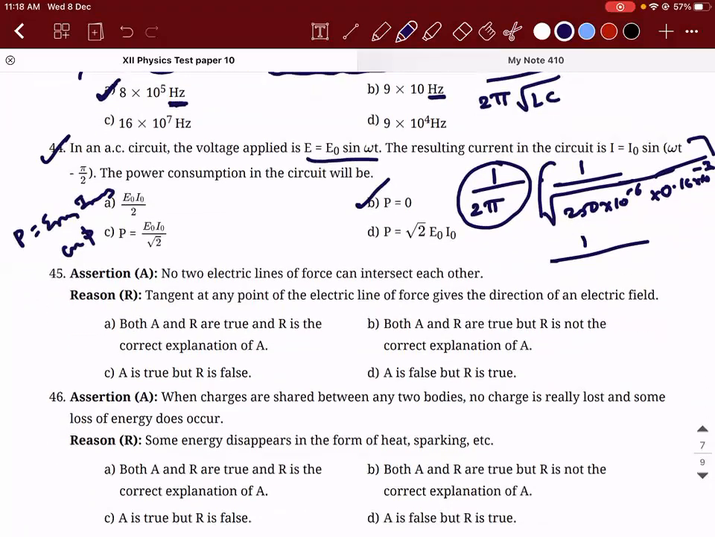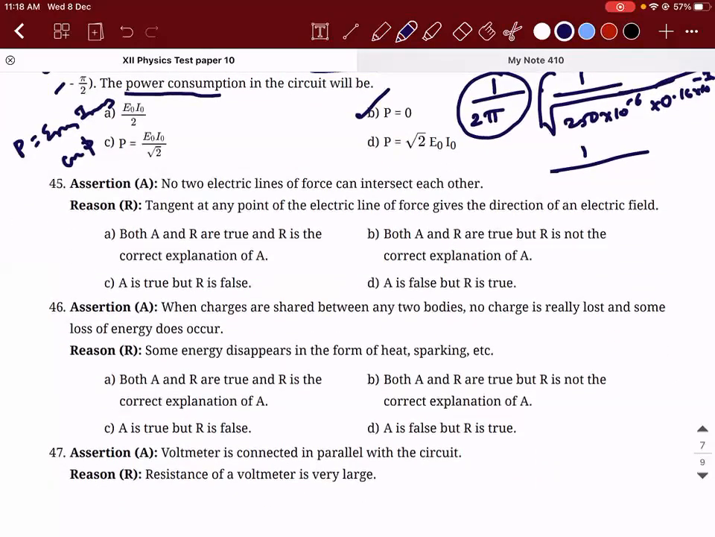See, sometimes they can ask you what kind of circuit this is also. But generally, they will not do that when power consumption is to be asked. But here you are able to see that the current is lagging the voltage by pi by 2. So they can ask you what kind of circuit it is.